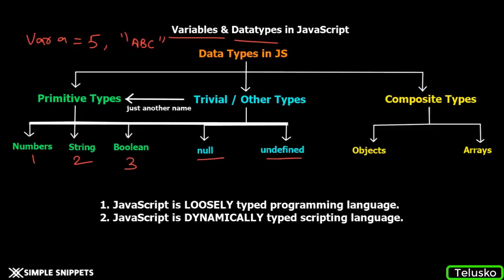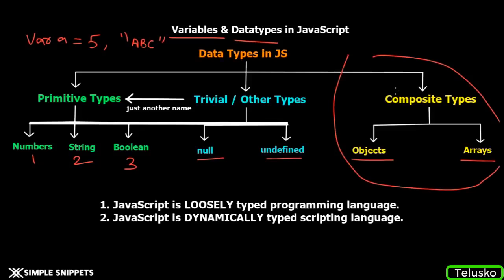So we have numbers, we have strings and we have boolean as primitive types. Again, we have null and undefined also as primitive types, but they are also called trivial or other types. And lastly, we have composite types, which are complex types basically, which consist of objects and arrays. So we'll talk about complex or composite types in further videos wherein I'll have separate videos for each of these types. Right now we'll just deal with these 3 primitive types in the programming part.